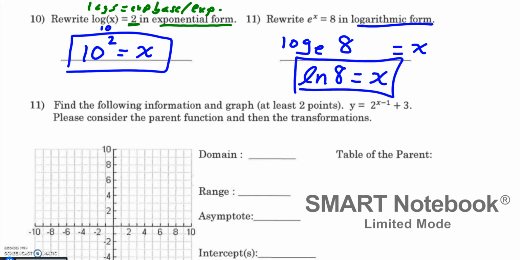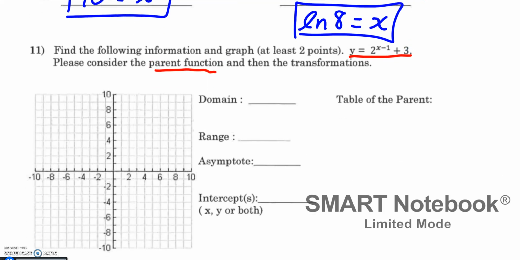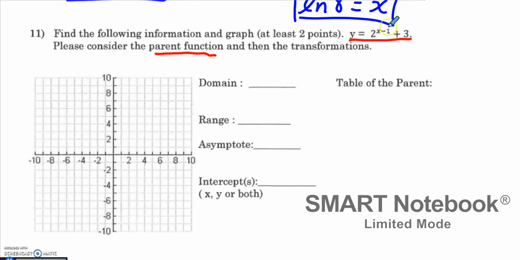Last but not least, number 11. Find the following information and graph at least 2 points of this exponential function. Please consider the parent function first and then the transformations. What I would do to graph this is think about the most basic function, the parent function. There are some transformations that occur: if you see x minus 1, it really means we're going to be moving this right 1 and up 3.